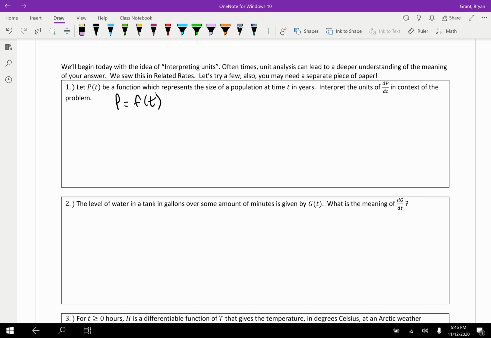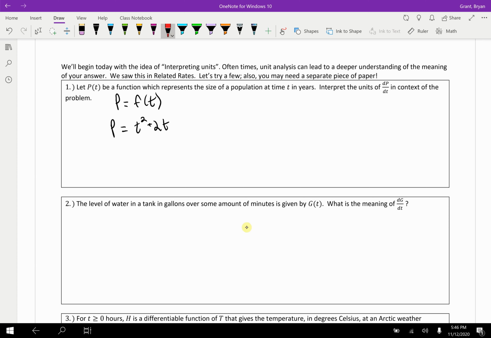And in particular, sometimes it helps just to make up your own equation. I mean, I don't know what the equation is. Maybe it's t squared plus 2t, something like that. Whatever. Okay, now let's continue the problem, where P represents the size of a population at time t in years. Interpret the units of dP/dt in context of the problem.